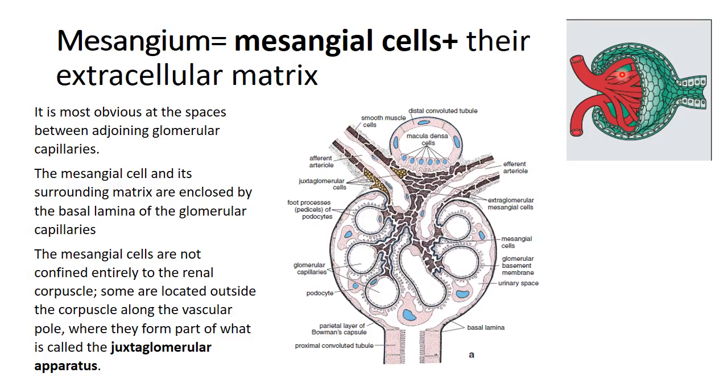matrix called the mesangium. The mesangial cells and their matrix can also be found within the vascular pole of the renal corpuscle. That's to say, outside the renal corpuscle, surrounding the afferent and efferent arterioles, and where they form part of what is called the juxtaglomerular apparatus that we will discuss in the next lecture. These mesangial cells and their mesangial matrix are enclosed by the same basal lamina of the glomerular capillaries.